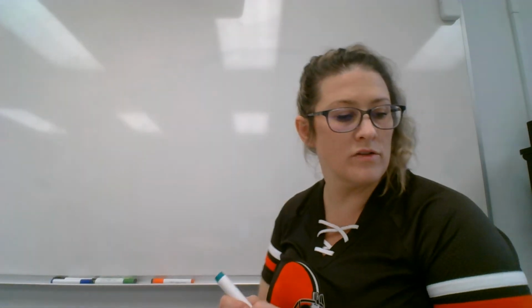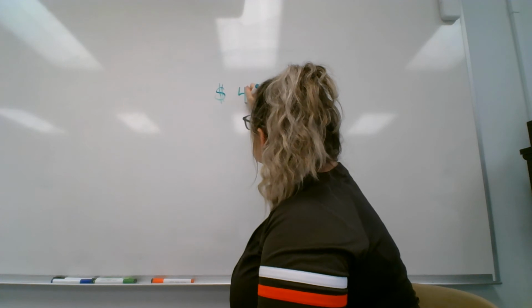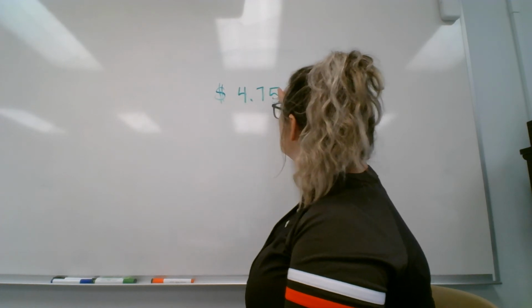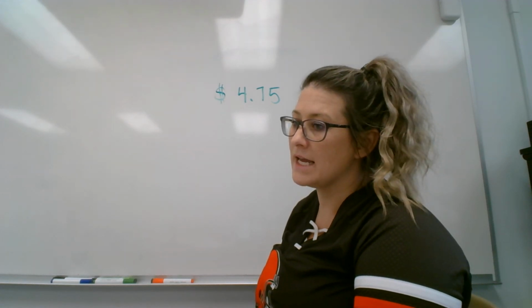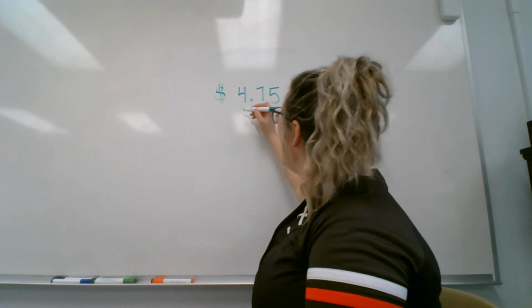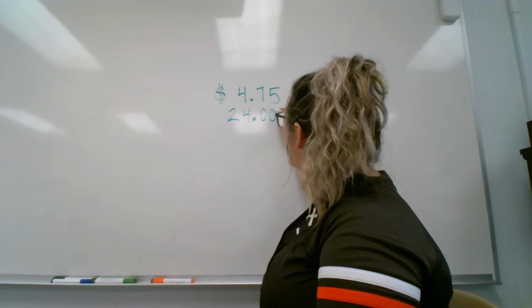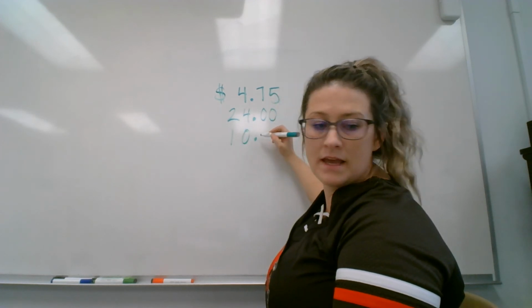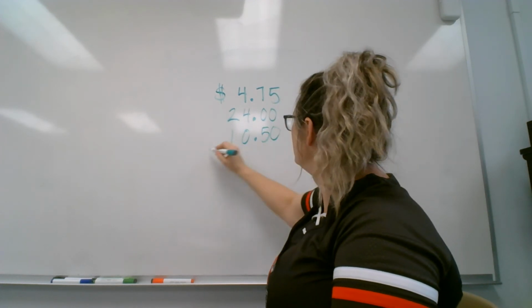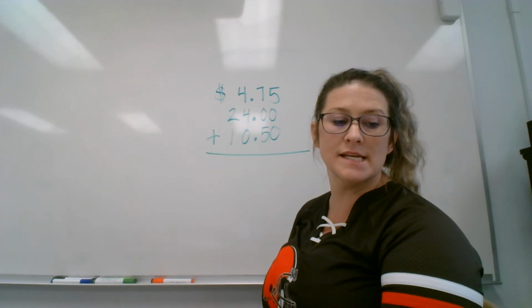Okay, so the person purchased a hat. My hat is $4.75. That person also purchased a cat, I believe. The cat and the bat, all the rhyming words. The cat was $24. Make sure your decimals line up. And a bat, $10.50. You're going to go ahead and add these together to see how much that person spent in all.